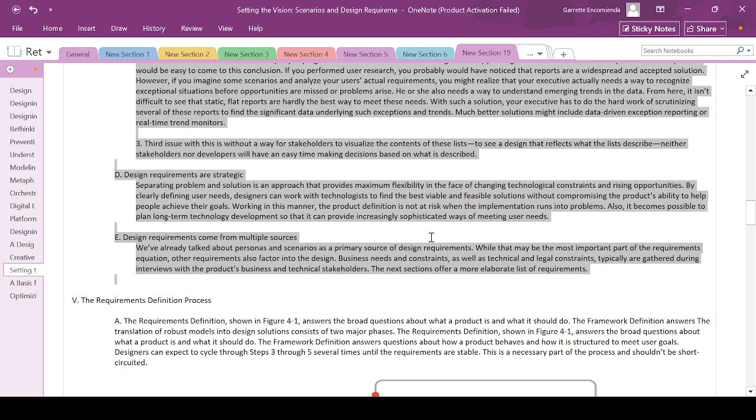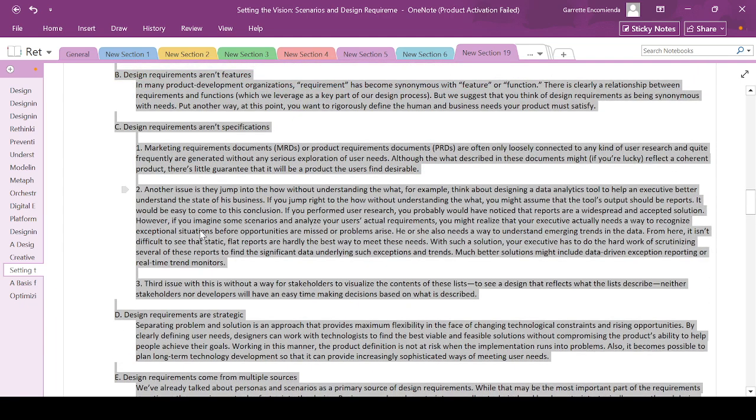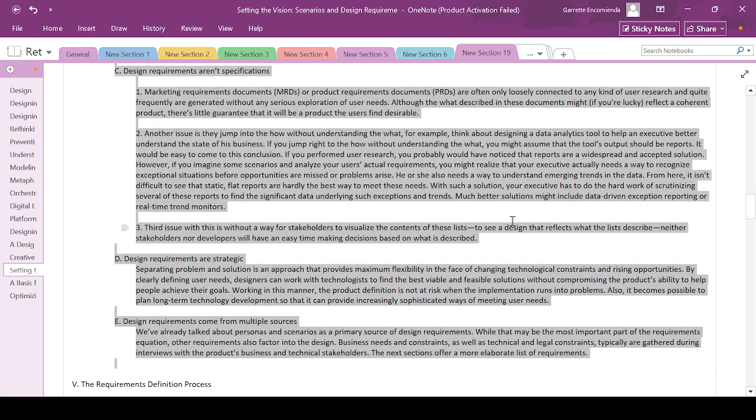So if the stakeholders can visualize the contents of these requirements, to see a design that reflects what the requirements describe, neither stakeholders nor developers will have an easy time making decisions based on what is described. So they will not be able to visualize a solution because it doesn't connect to the user's actual goals. So they can't see the solutions as well because you focused on the actual task.